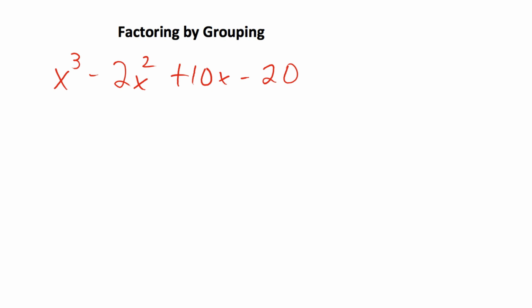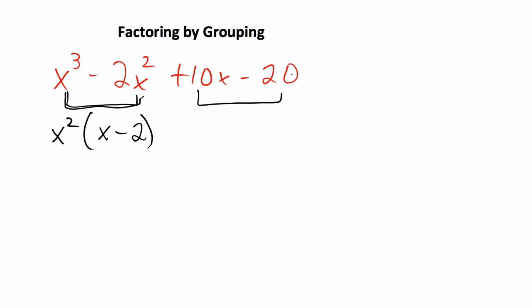And what we do when we do factoring by grouping is that we try pairing up 2 terms and we look for a greatest common factor. So in my first 2 terms here, I can see that x squared is common, so I pull that out, and that leaves me with x minus 2. And on these second 2 terms, I can see that the common factor would be plus 2, and that will leave me with x minus 2 as well.